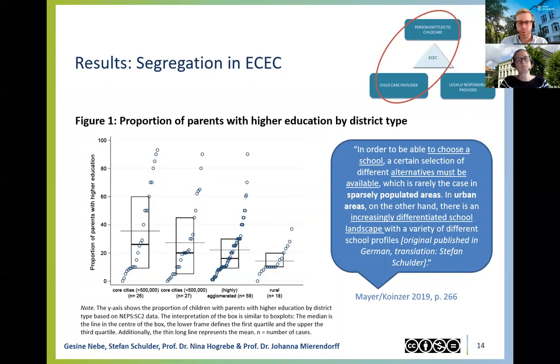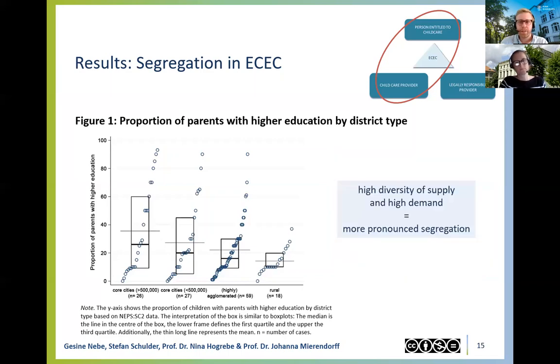To choose a school, alternatives must be available, which is rarely the case in sparsely populated areas. In urban areas, there's an increasingly differentiated school landscape with a variety of different school profiles. In summary, high supply diversity and high demand results in more pronounced segregation.